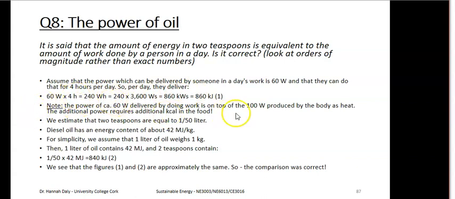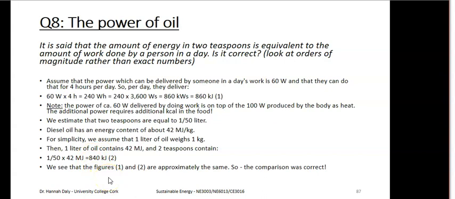And this is on top of the 100 watts produced by the body as heat that we calculated in the last question. So the additional power required requires additional food. So we estimate that the 2 teaspoons are equal to 1/50th of a litre. So we can then calculate that 1 litre of oil contains 42 megajoules, and 2 teaspoons is 1/50th of a litre, which is 840 kilojoules. So this is 860 from a person and 840 from 2 teaspoons of oil. So the comparison was correct.